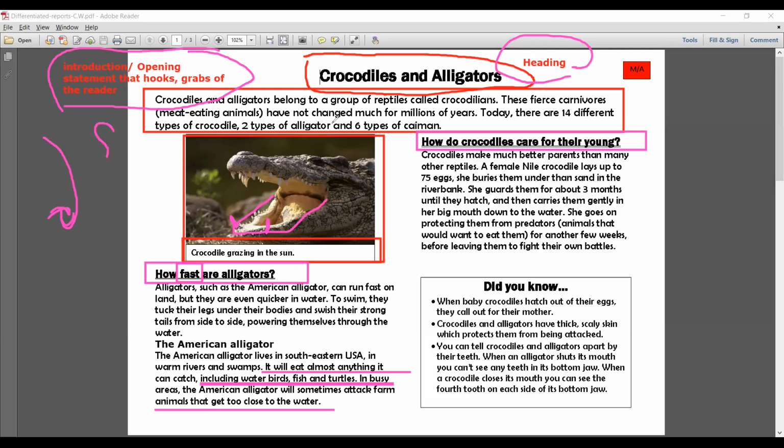You need to choose a very nice general opening statement. So you cannot say that crocodiles are better parents than many other reptiles and they take care of their young children. This is related to a subheading. This is related to specific information. We need a very general comment in the introduction part. And then we add a picture and a caption. And then we start with subheadings, a paragraph, a subheading, paragraph, and subheading and paragraph.